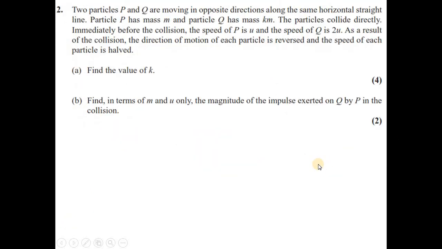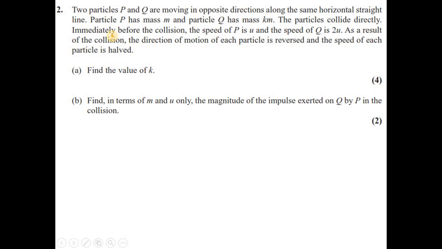Question number 2. Two particles P and Q are moving in opposite direction along the same horizontal straight line. Particle P has a mass m and the particle Q has mass km. The particles collide directly. Immediately before collision, the speed of P is u and the speed of Q is 2u. As a result of the collision, the direction of motion of each particle is reversed and the speed of each particle is halved. Find the value of k.